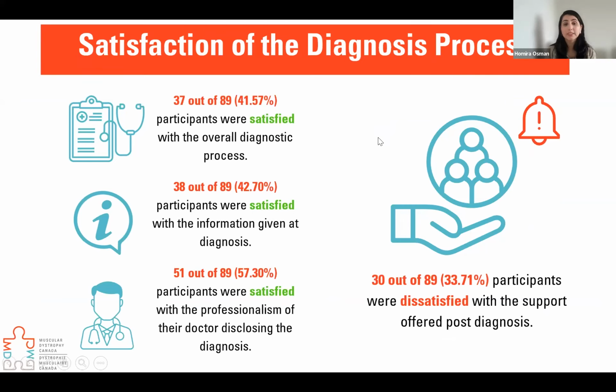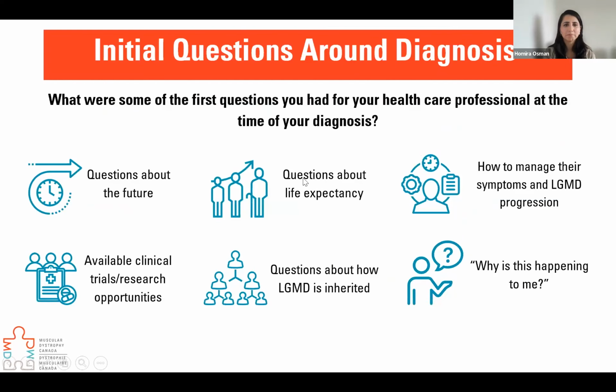About 41% of people who responded to our survey were overall satisfied with the diagnostic process. 42% were overall satisfied with the information given. 57% were overall satisfied with the professionalism. These are not strong numbers. These are great areas for us to improve that diagnostic process and experience for Canadians with limb-girdle. 33% were dissatisfied with the support offered post-diagnosis.